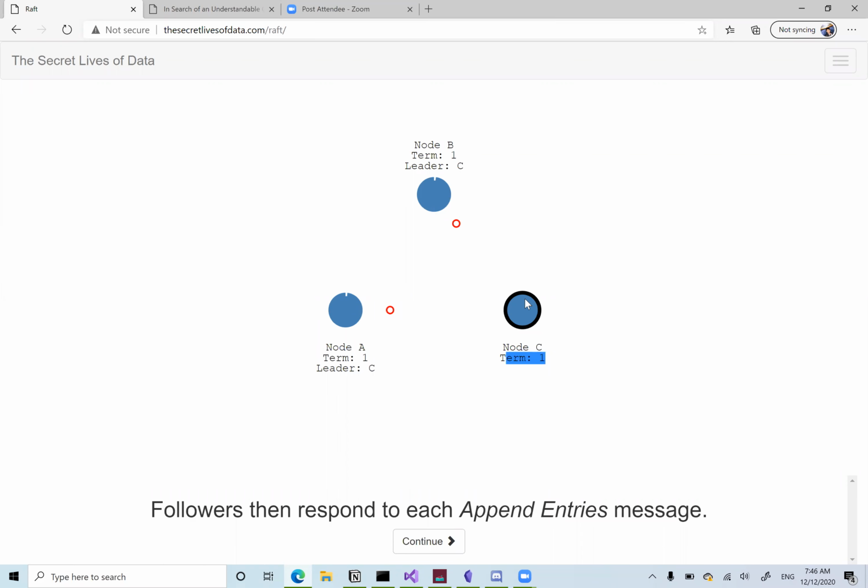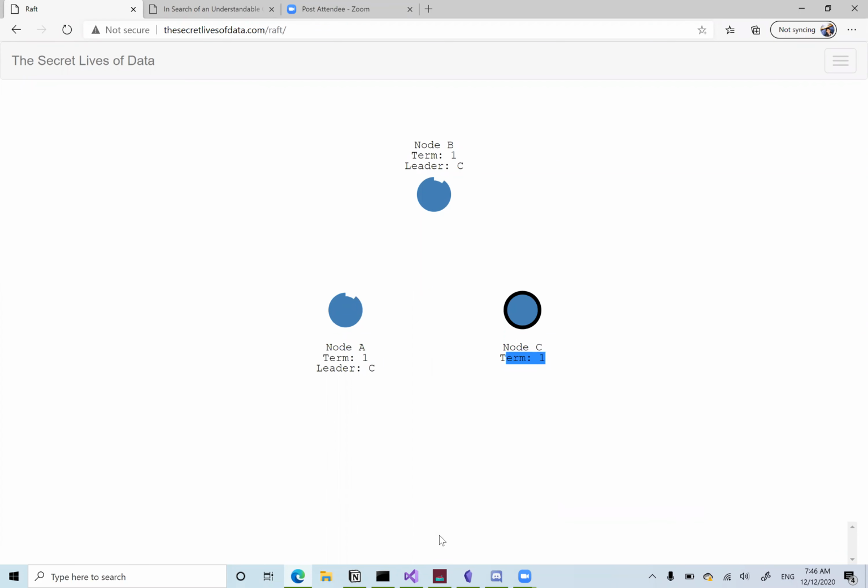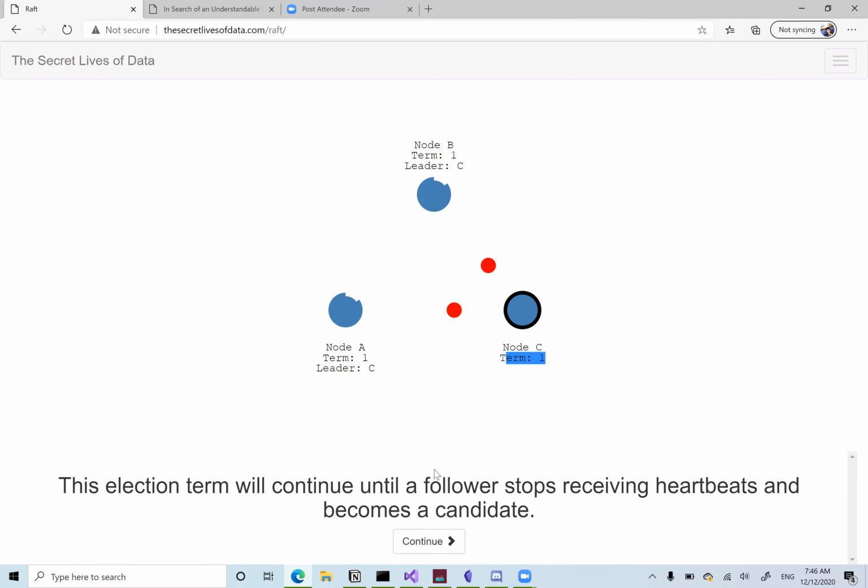And also, if there is any append entry, like any log message which has to be replicated, that is also sent in this heartbeat. Then followers will respond to each append entry message, like they're responding here. Okay, so the election term will keep on happening.